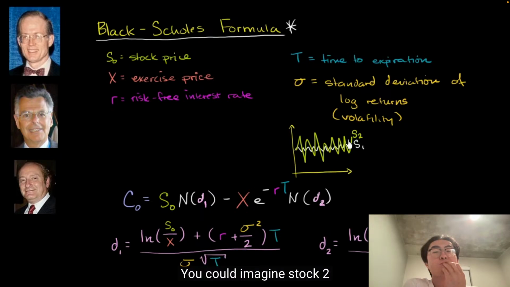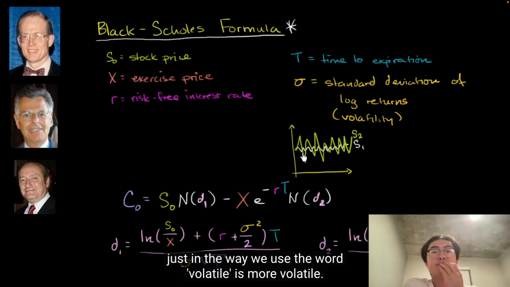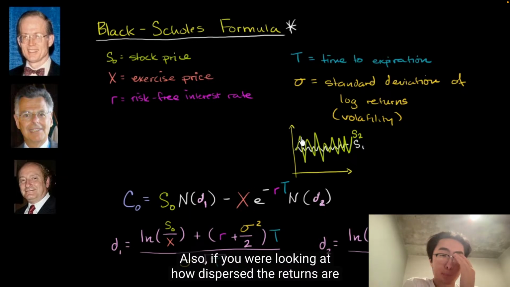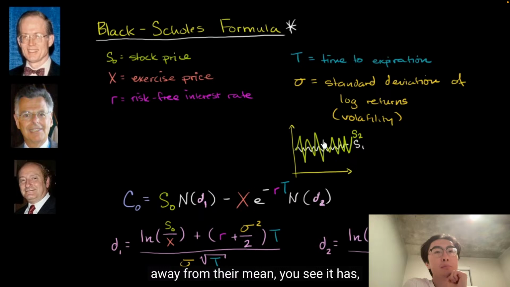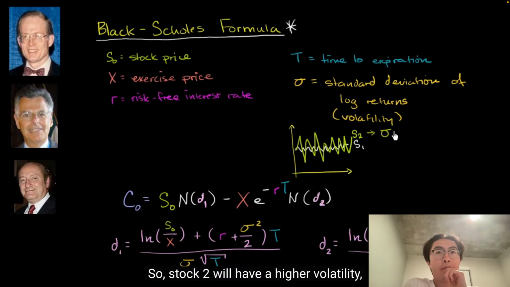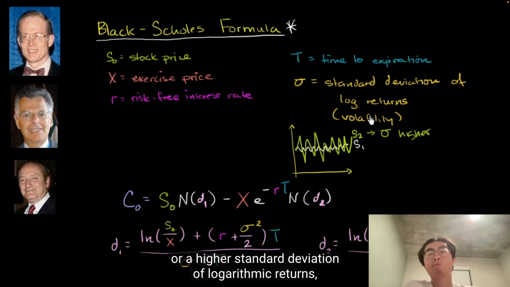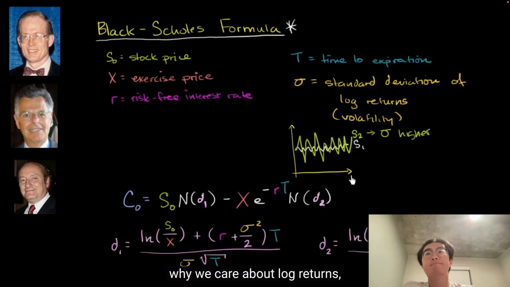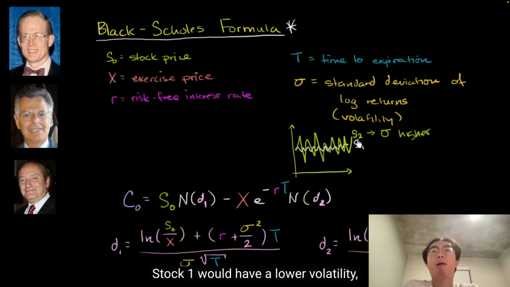So you can imagine stock 2, just in the way we use the word volatile, it is more volatile. It's a wilder ride. Also, if you were looking at how dispersed the returns are away from their mean, you see the returns have more dispersion. It'll have a higher standard deviation. So stock 2 will have a higher volatility or a higher standard deviation of logarithmic returns. And in a future video, we'll talk about why we care about log returns. And stock 1 would have a lower volatility.